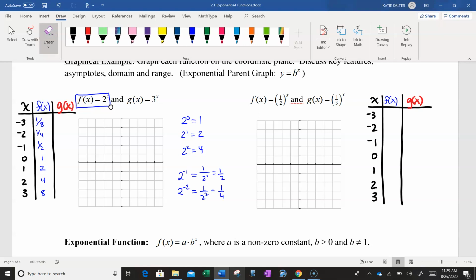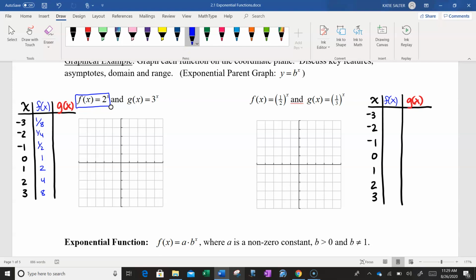So recall, anytime you raise a number to a negative exponent, it means the reciprocal of that number raised to that power. All right, so let's look at this graphically. So when x is 0, y is 1.